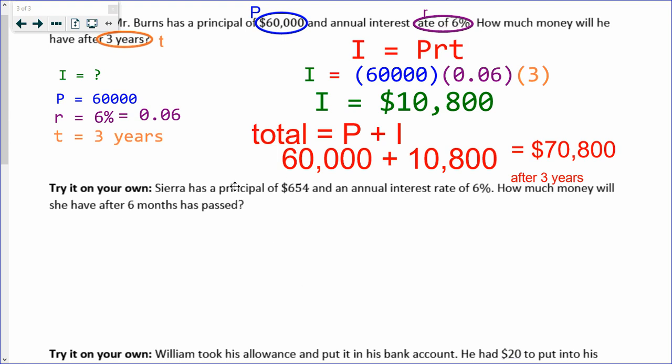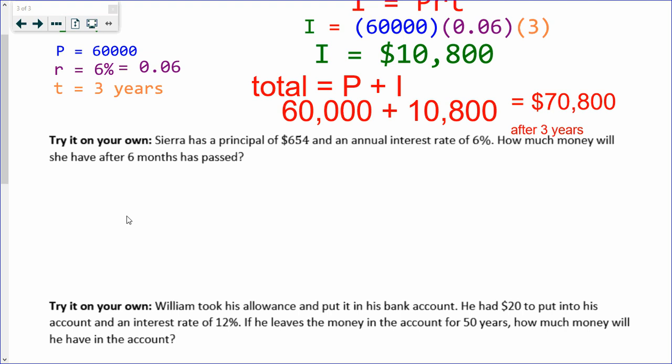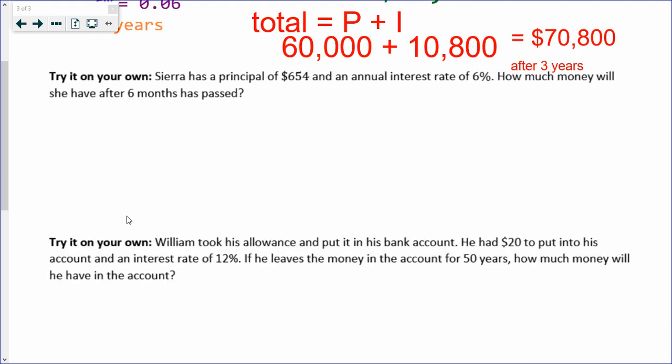So you guys are going to try these last two on your own, and these are asking for totals. When it says after the amount of years, that's when they want to know how much they have total. So go ahead and give those a try. If you have questions, write them down. We will go over them next class.